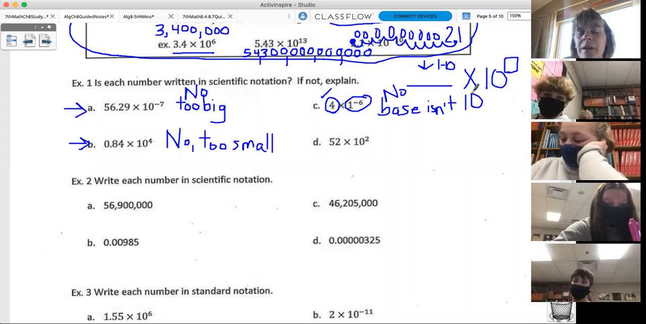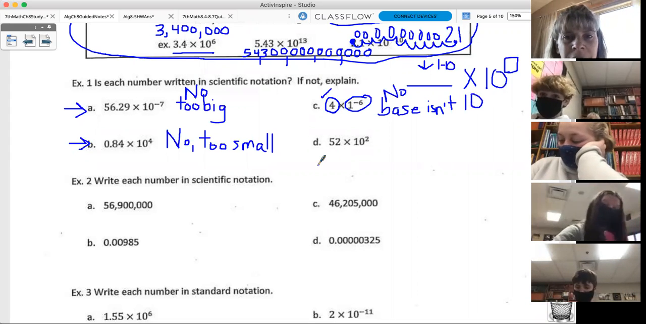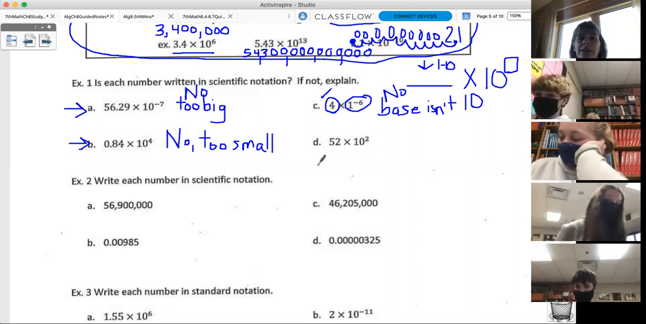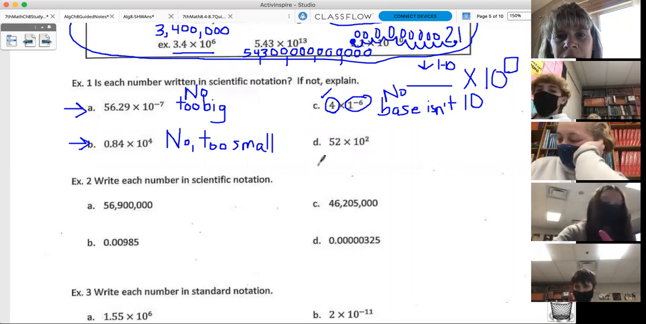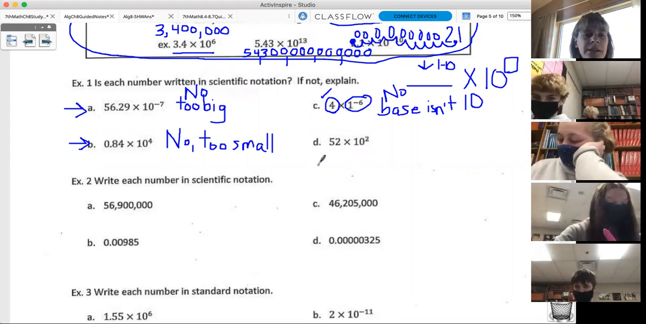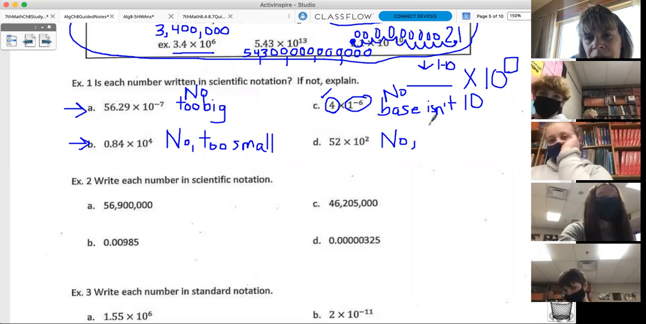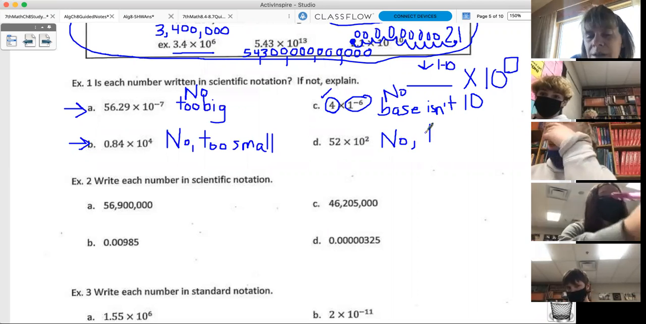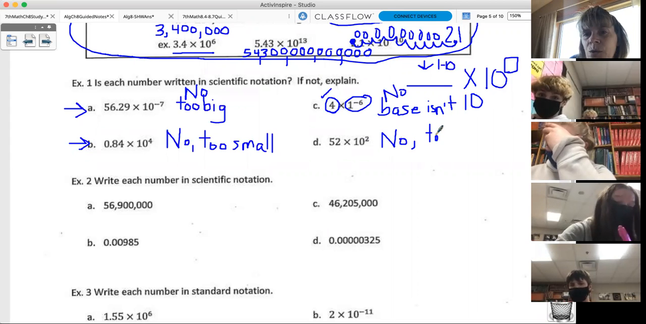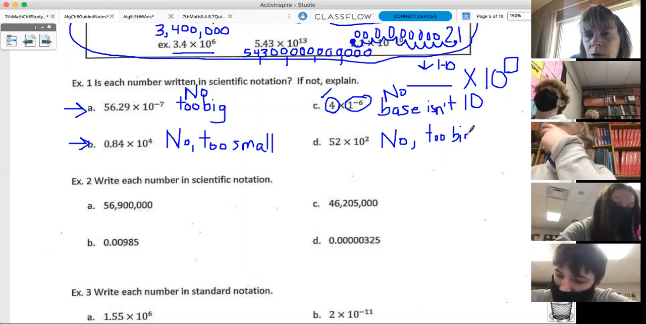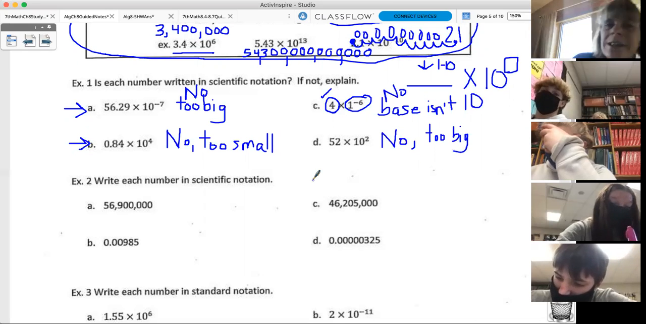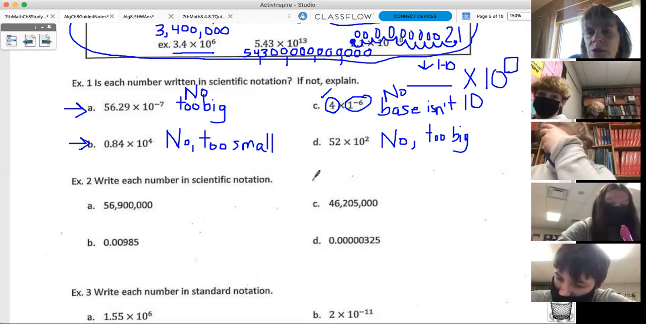Okay. So now we look at the next one. 52 times 10 to the second. Is that in scientific notation? Addison, you're saying no. Why not? Because it's not between 1 and 10. It's too big, right? Okay. So that is how we determine whether it's written in scientific notation.